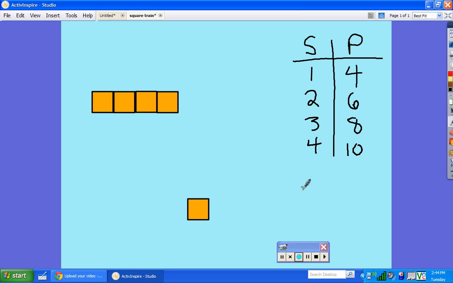Alright, now we've got that part done. Now we want to start looking for patterns as we work on writing an equation. The first thing you'll notice here is that each time the square number goes up 1, the perimeter number goes up 2.